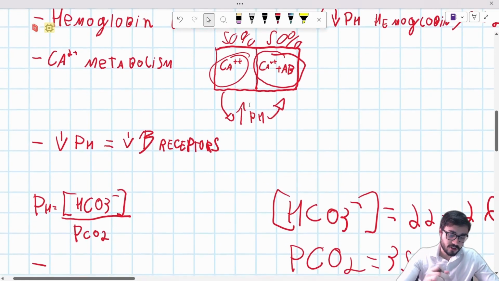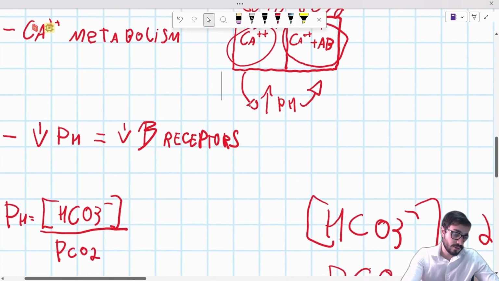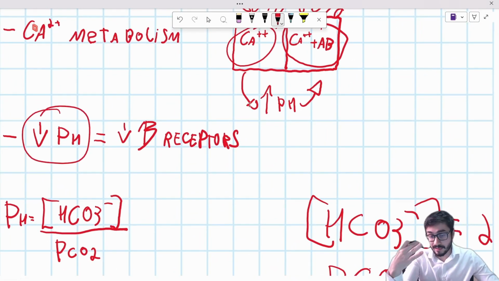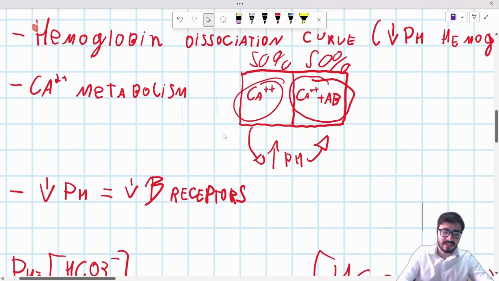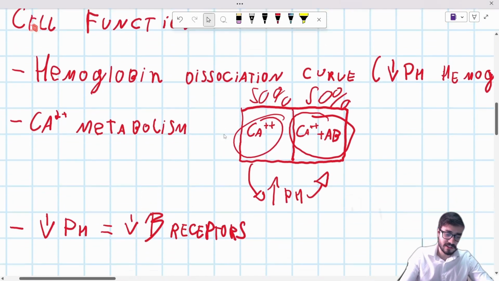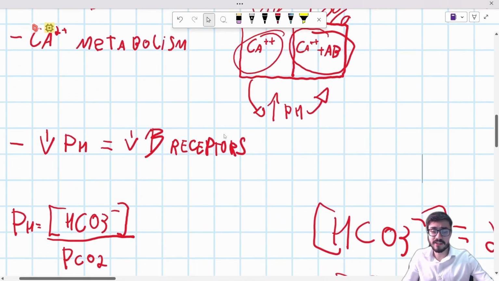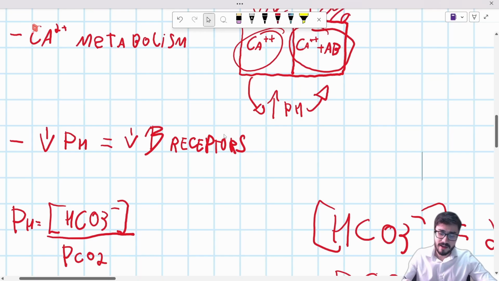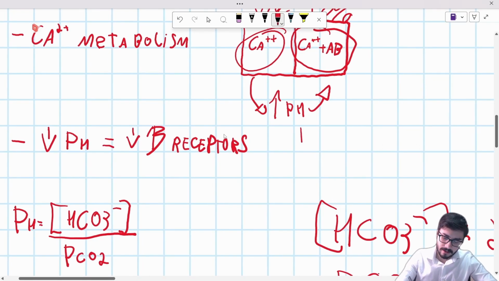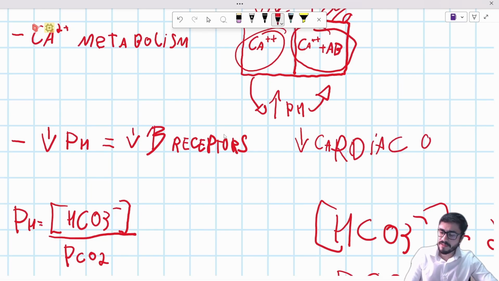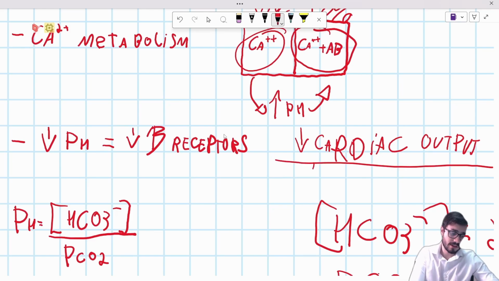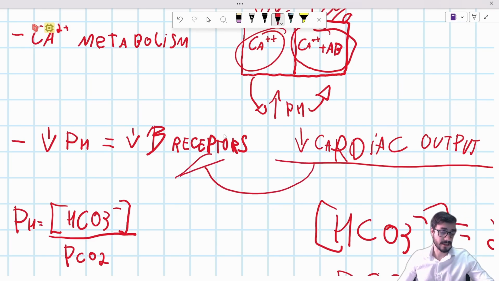Another example of a loss of cell function due to changes in pH will be in the heart, in circumstances with a low pH. We'll have a lower cardiac output. But why will we have a lower cardiac output, Pedro? It's right here. We'll have fewer beta receptors due to a decrease in the pH.